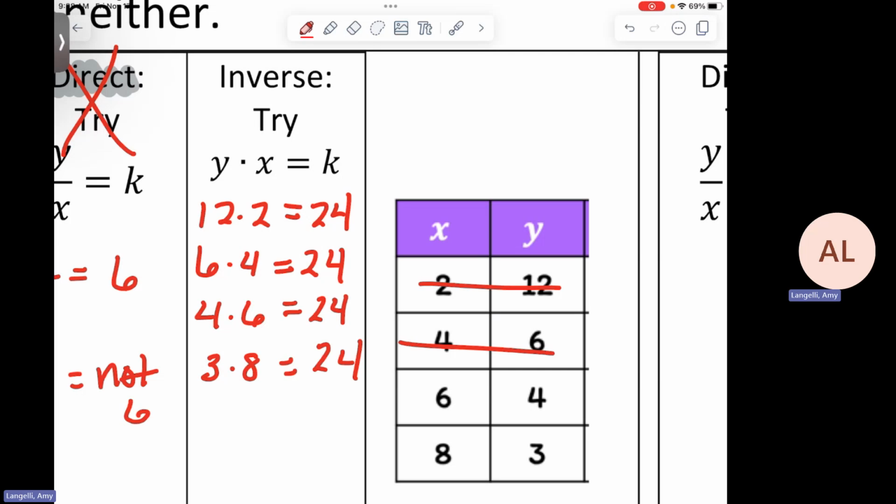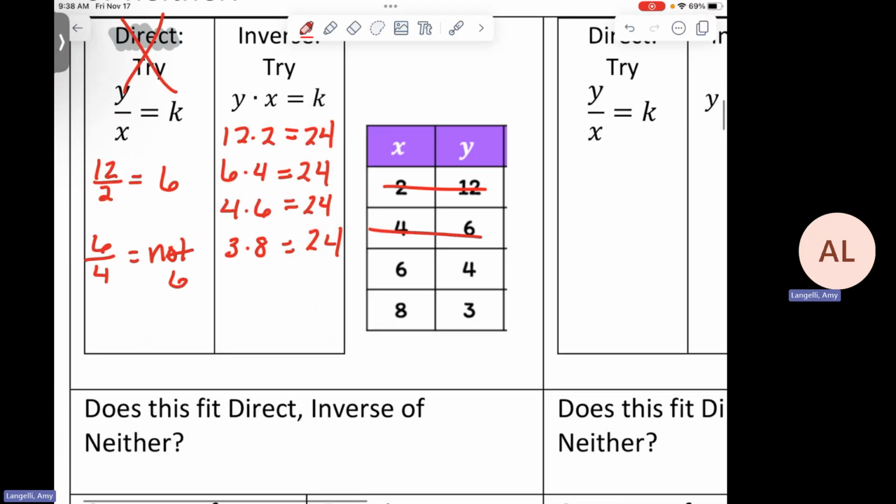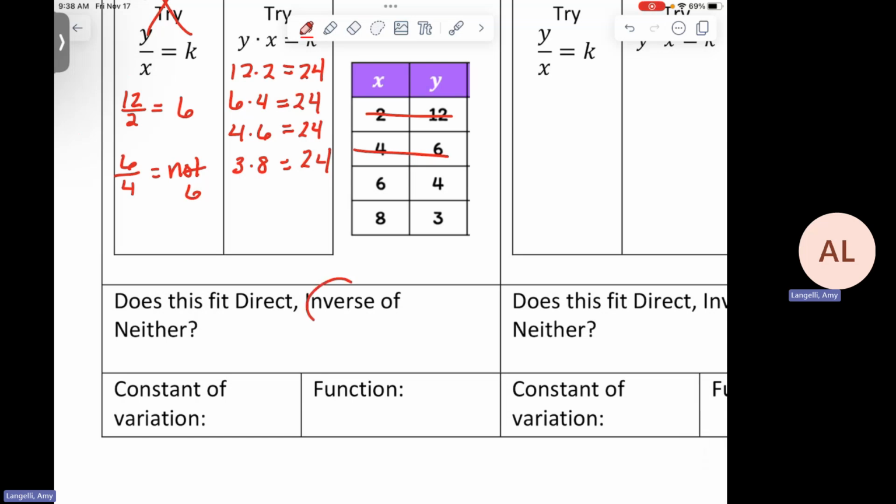And some kids have said, once I see the first 2 are good, can I stop? And the answer is, maybe, but if the rest of them don't follow that pattern, then you would be like, nope, not inverse. It's like a no relationship. So it is important that you do each one. So we can say that it's inverse.